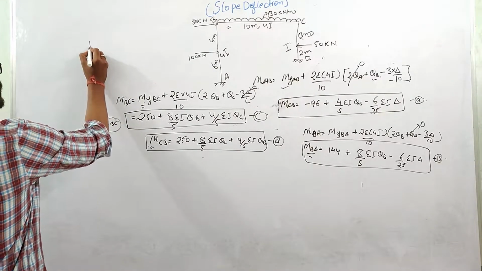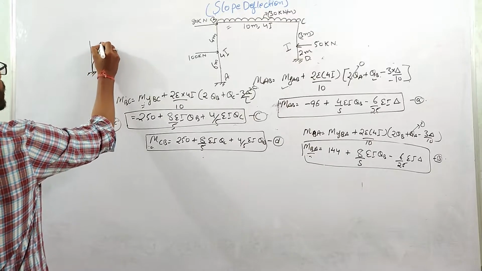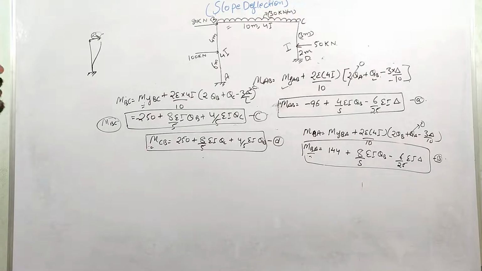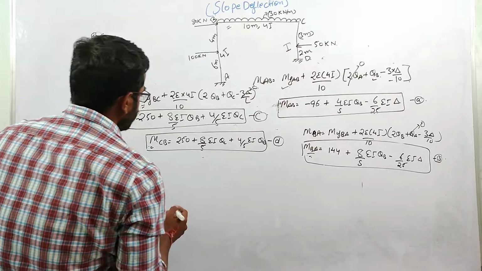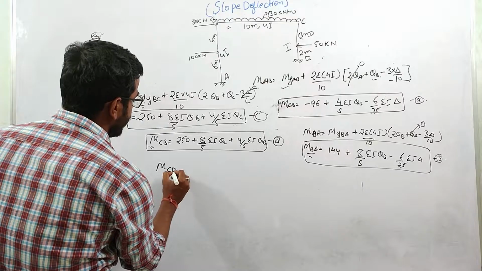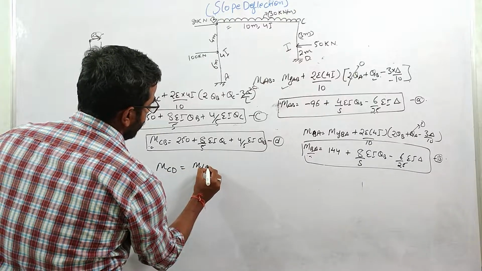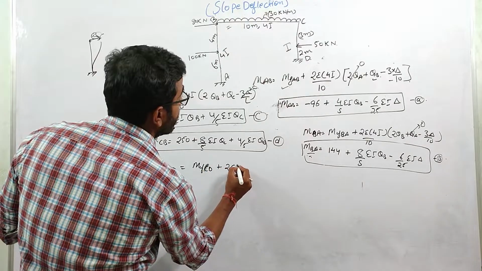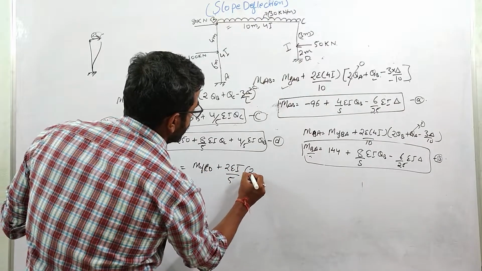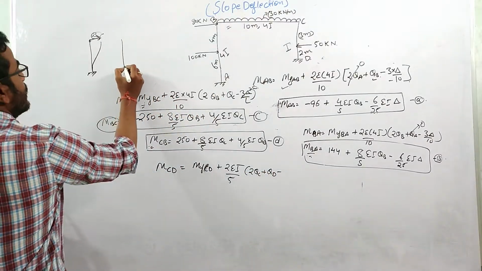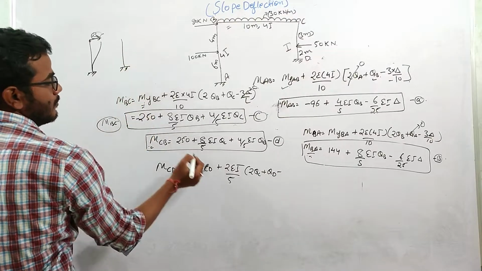Okay, so at CD the condition is looking like this. We need to consider here the delta term. So for this equation, for MCD, the equation will be MFCD plus 2EI over L, which is 5 meter, times 2 theta C plus theta D. And what will be the direction of this moment, the moment due to sway?